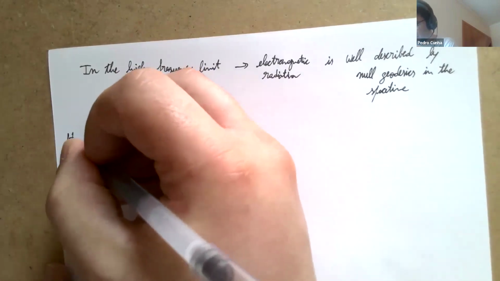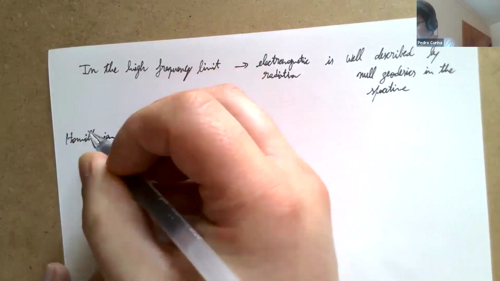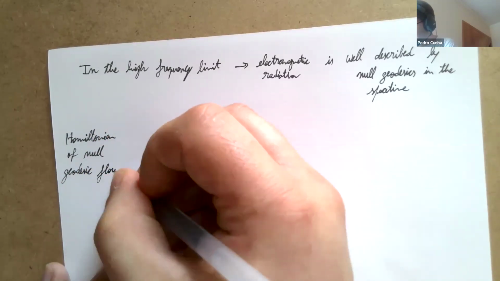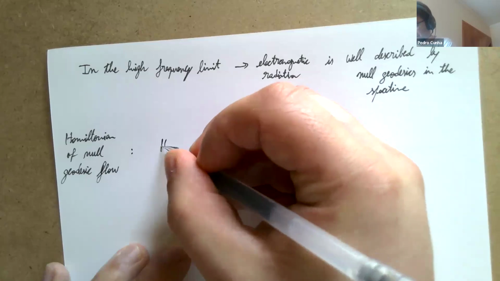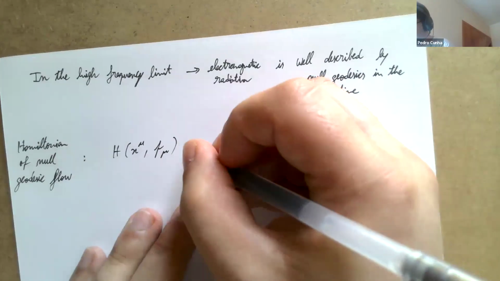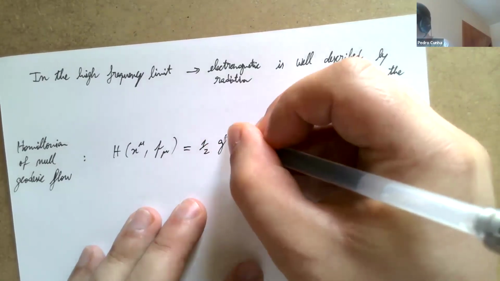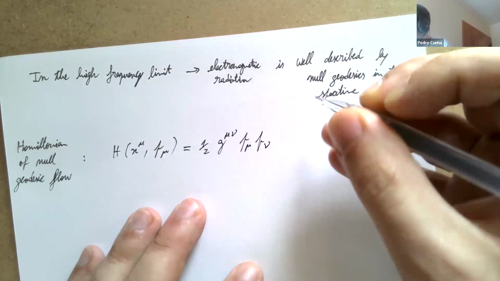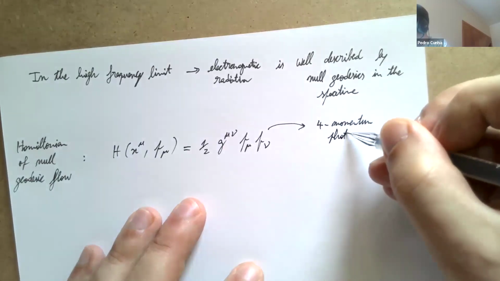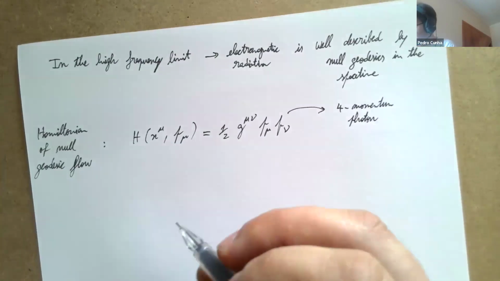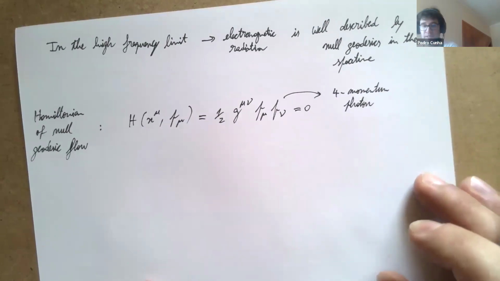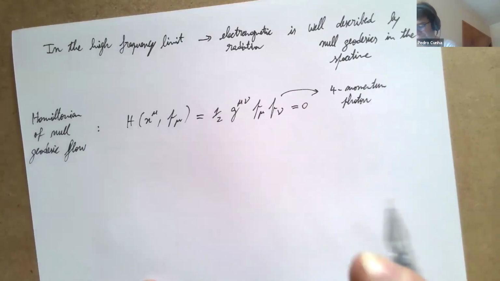So let's start with the Hamiltonian of the null geodesic flow. It depends on the coordinates and the momentum of the photons. This will be 1/2 g^{mu nu} p_mu p_nu, where p is just the four-momentum of the photon. This would be proportional to the mass of the particle, and for the case of photons, this will simply be zero.